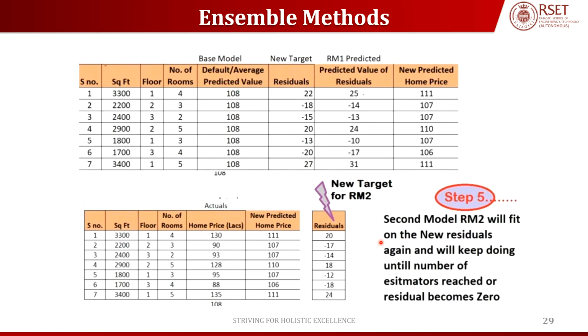Now that we have a new predicted home price, we need to find our new residuals. We simply subtract our new predictions from the actual home price. You can see the new set of residuals, and this process starts all over again. We build a second residual model RM2 to fit on these new residuals as our target, and this continues for a set number of estimators or until the residual error becomes very small, at which point our model is as accurate as it can be. So this is the overall process of gradient boosting.